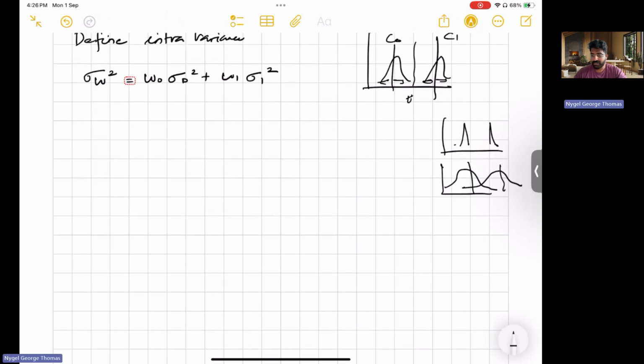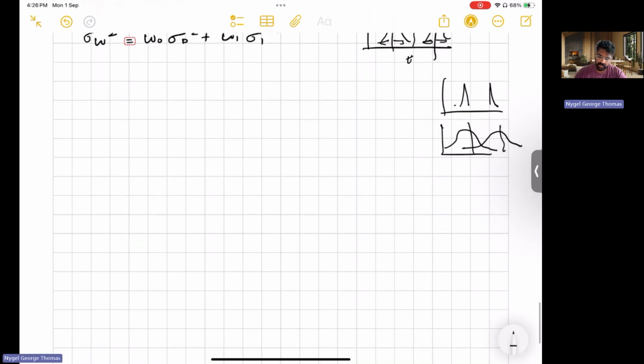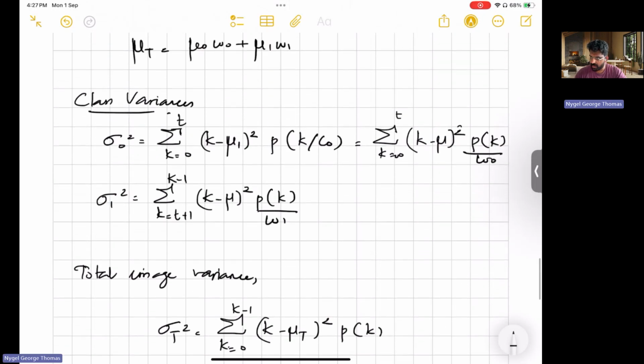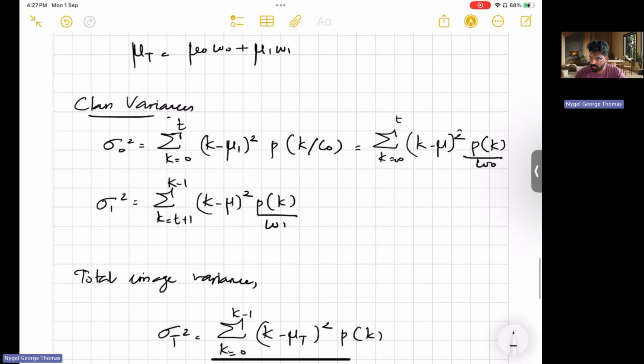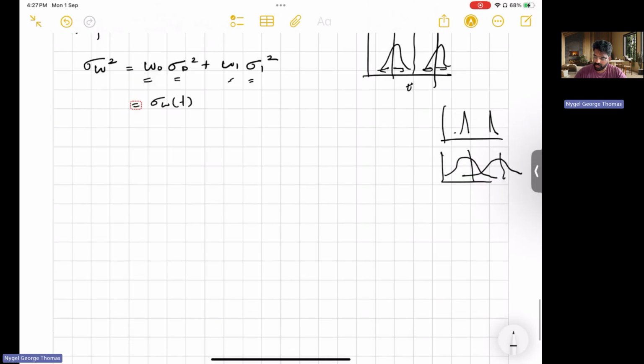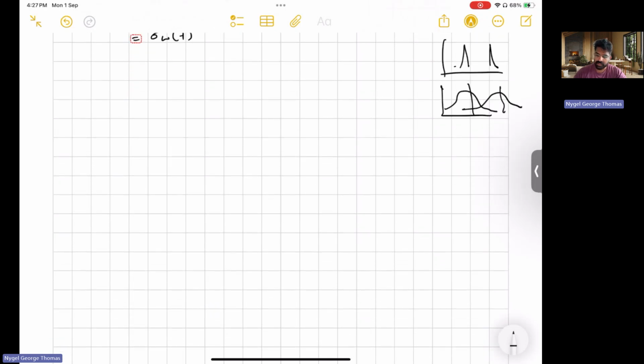Why is it defined so? It happens that omega naught, sigma naught, omega 1, sigma 1, all these are functions of t, because the summation depends on t here, from 0 to t and t plus 1 onwards. So omega naught is a function of t. So what is our goal? Our goal is to minimize the intra-class variance.